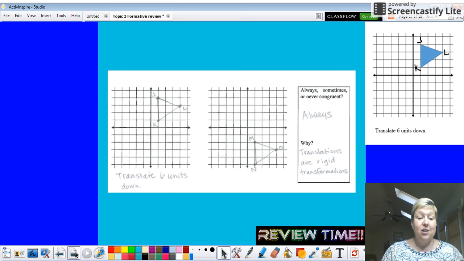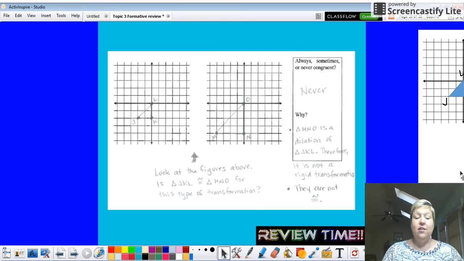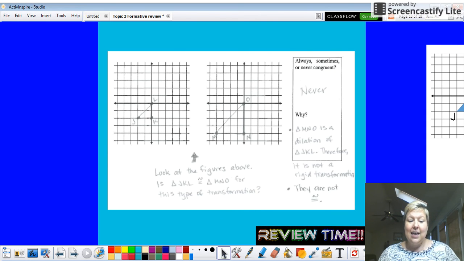On the final picture, it asks you, is JKL and MNO congruent for this type of transformation? Well, you can clearly see that for this, since they've given us both triangles, I do need to go ahead and take a look at it. I have a coordinate plane. It's not one of those things where I'm letting my eyeballs fool me. I'm actually looking to see what has happened with that triangle. So if you take a look, I can see that this is not congruent. So this is never going to be congruent.